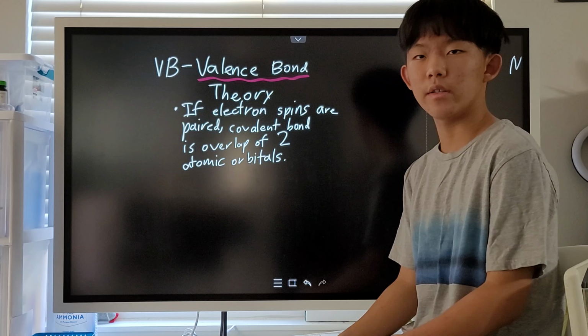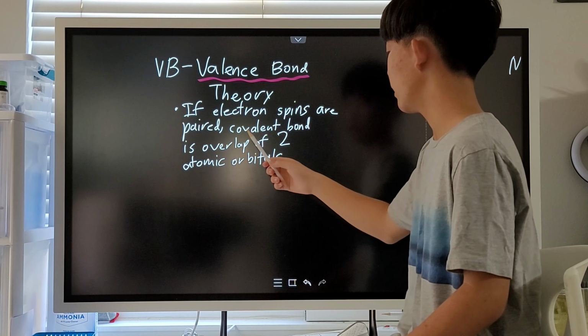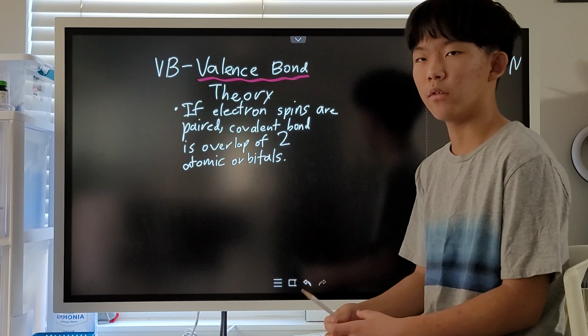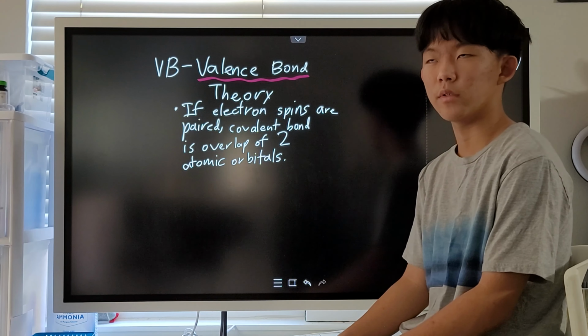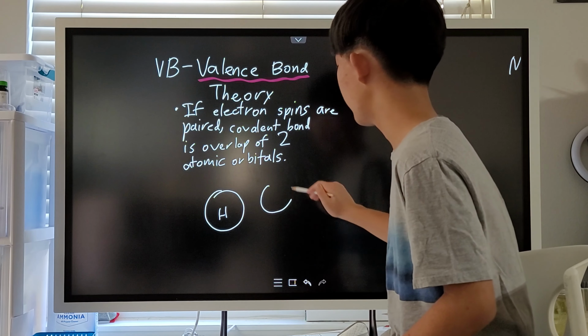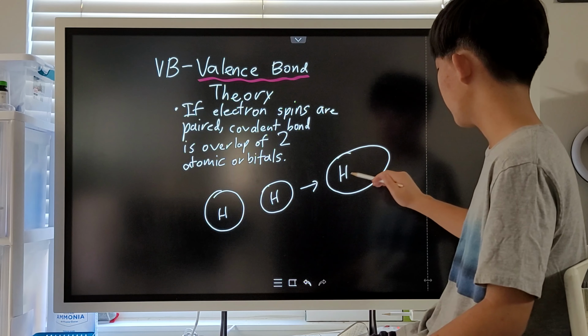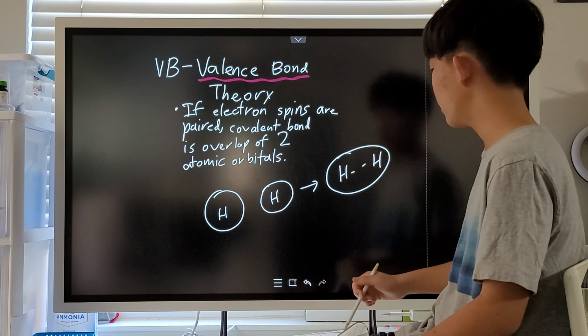The valence bond theory says that if electron spins are paired, the covalent bond between two atoms is the overlap of the atomic orbitals. For example, if I have a hydrogen atom here and another hydrogen, the two will combine to produce an overlap and produce this hydrogen molecule, H2.